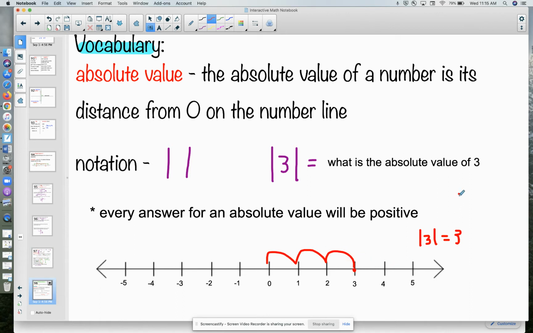Okay. What would be the absolute value of 5? Here's 5 here. 1, 2, 3, 4, 5. So it's 5.